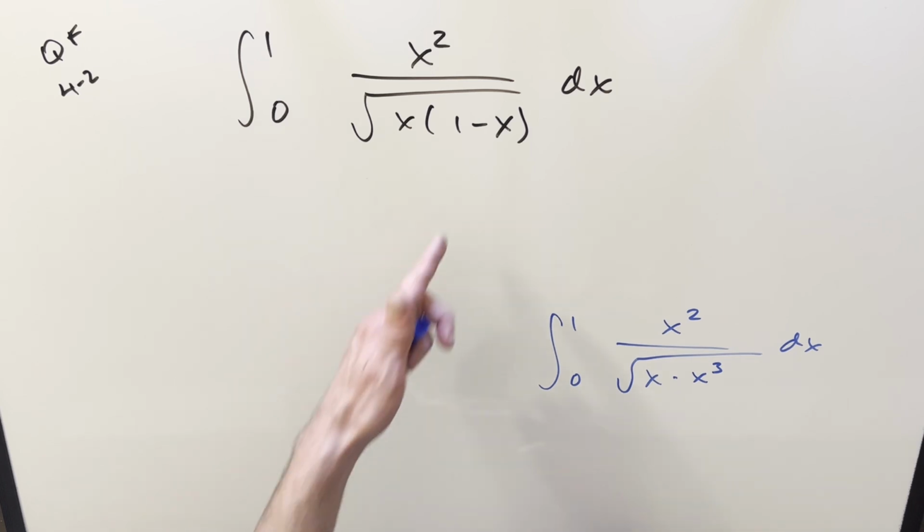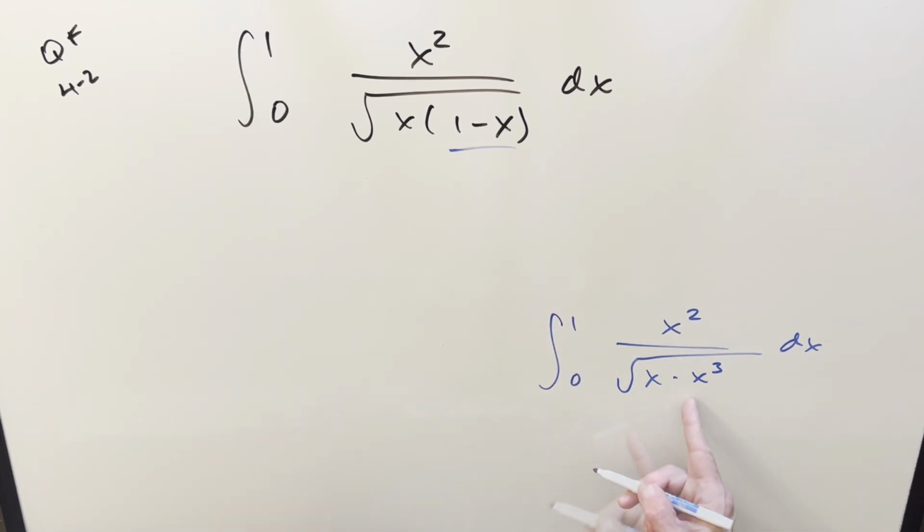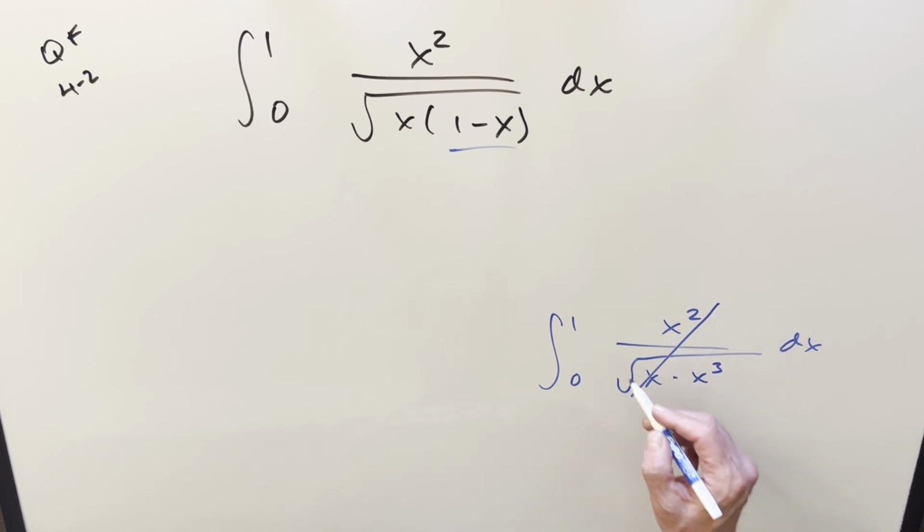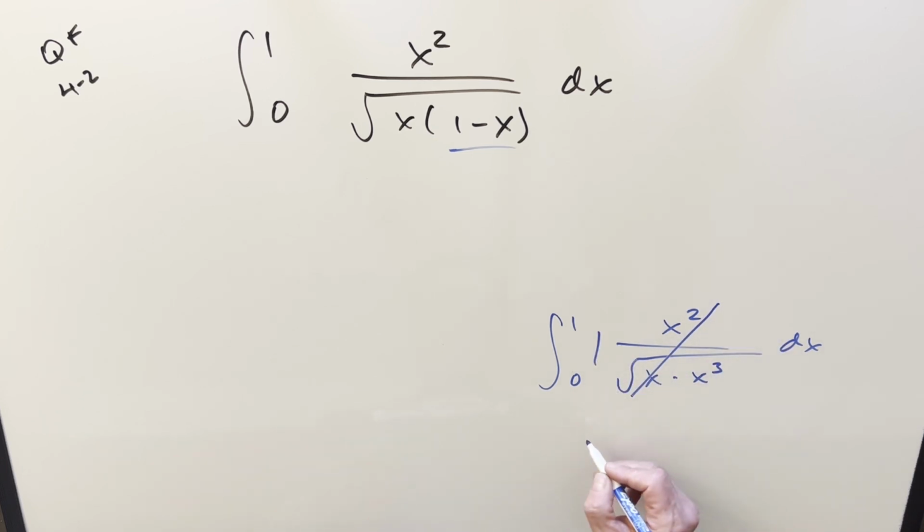I know it's kind of silly because the 1 minus x makes all the difference, but then you have x to the fourth inside the square root. You get x squared over x squared. This whole thing's just a 1. So when you integrate this, the solution is just going to be a 1.